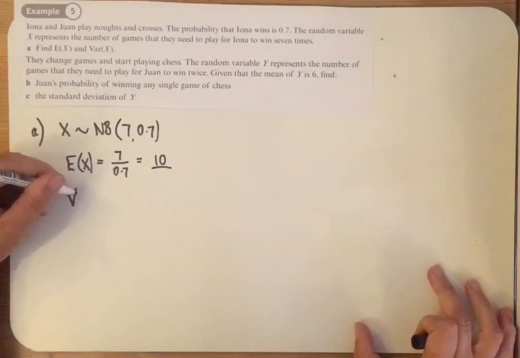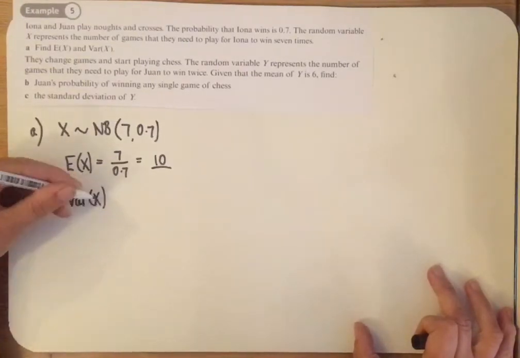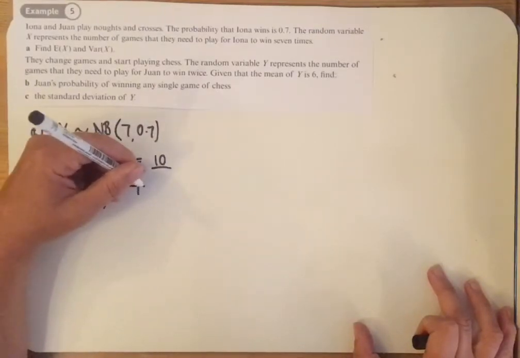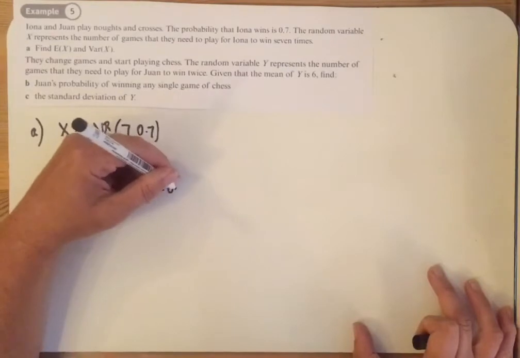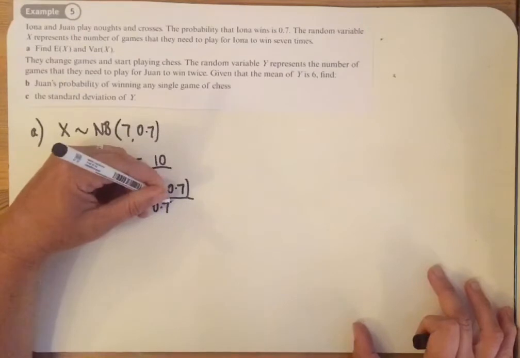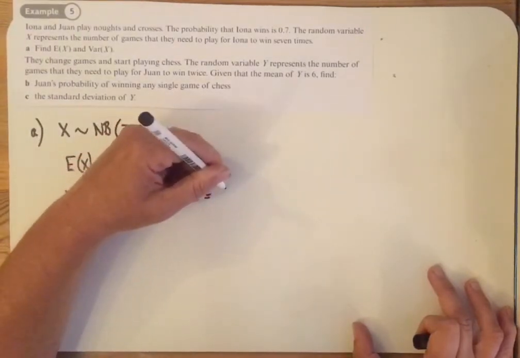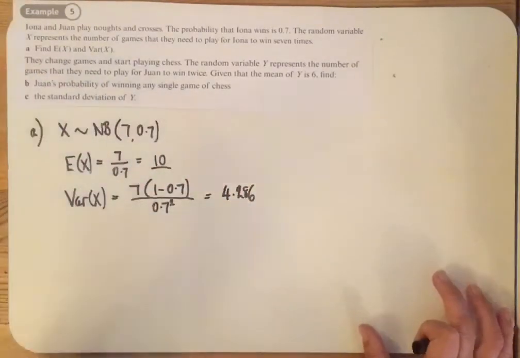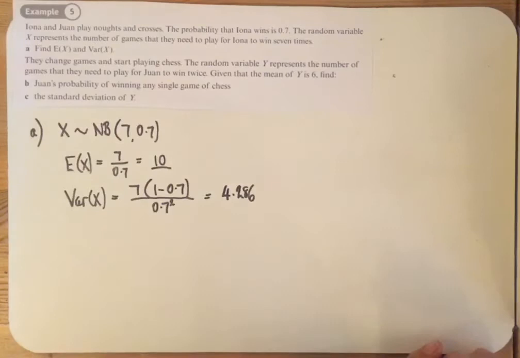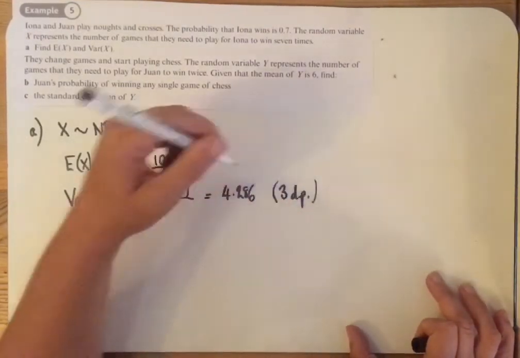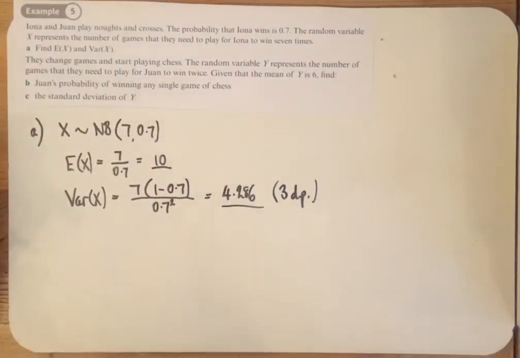And the variance of X is equal to r, which is 7, times 1 minus p, which is 0.3, over p squared. And that's just popping into your calculator. So 4.286. If you square root that, you're going to get about 2. So that sounds about right, doesn't it? I was going to say it's quite big for the standard deviation, but it's the variance. So variance is 4.286.